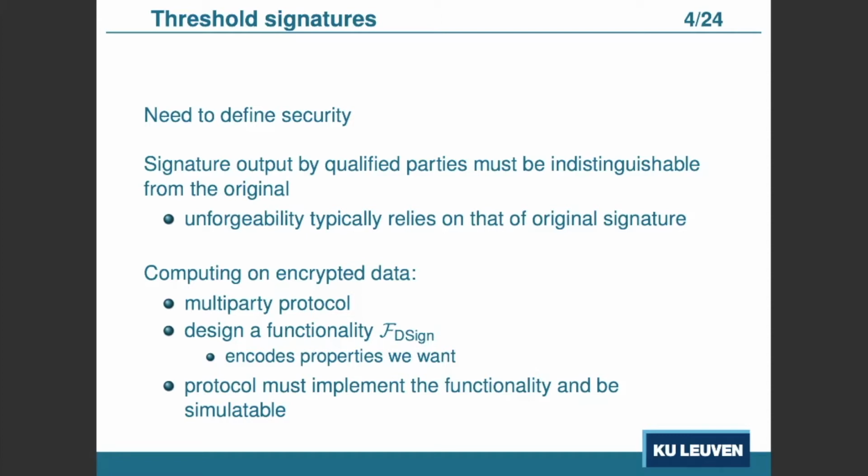The mathematical idea to formalize this is by requiring that the signature output by a qualified set of players should look like if it were output by a single entity. Another way to look at this problem is that in a threshold signature, the secret key is never reconstructed in the clear, and this suggests we use multi-party computation.